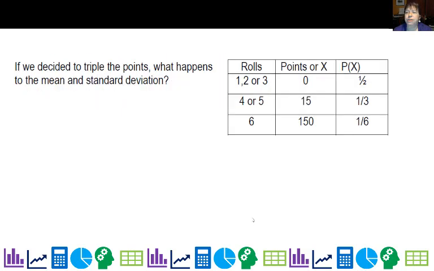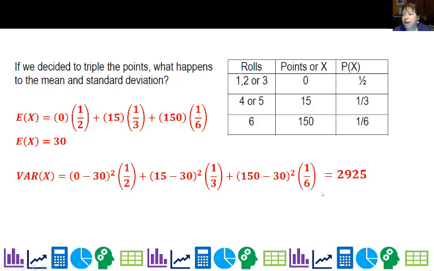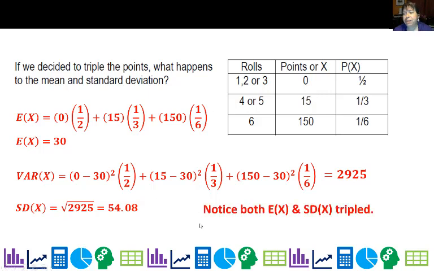But let's put a twist on the game. We're going to triple the points. I don't know why we're feeling so generous, but we are. The only thing that changed here are these numbers. Everything in here is tripled, so my expected value triples, and that makes sense. When I do my variance, I get a much bigger number. I had 325, but when I square root it, I get 54.08, which is roughly my 18.03 tripled. So that's making sense so far, right?